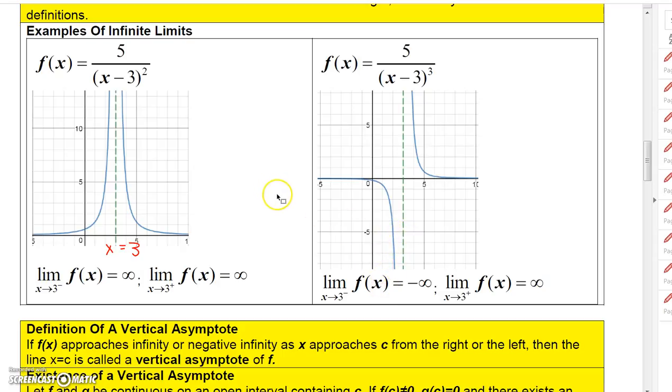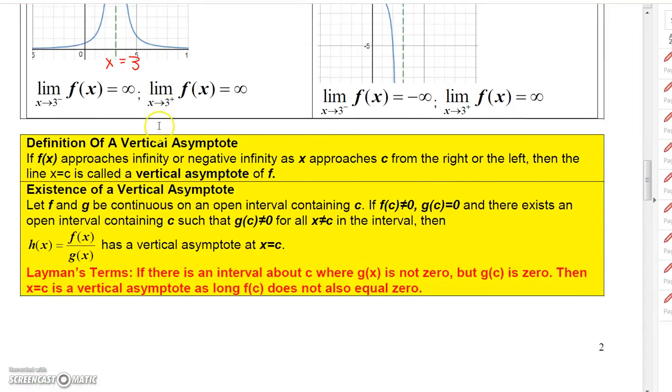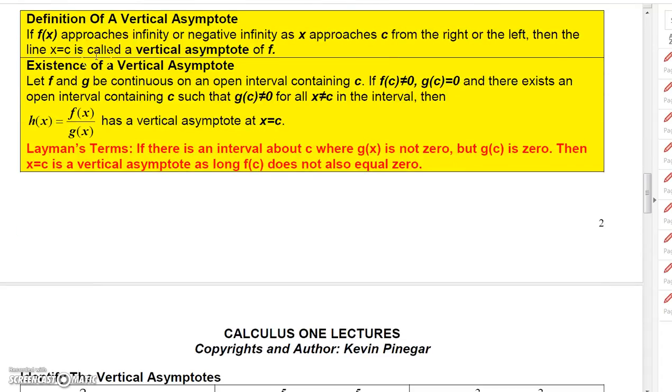Okay, so this one, actually notice this one, as x approaches 3 from the left, it goes to negative infinity, and as x approaches 3 from the right, it goes to plus infinity. Now, the definition of a vertical asymptote is basically exactly what I just showed you. If f of x approaches infinity or negative infinity as x approaches c from the right or the left, then the line x equals c is called a vertical asymptote.